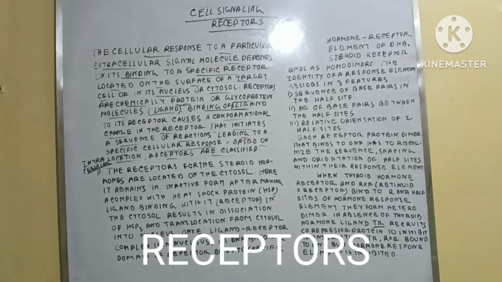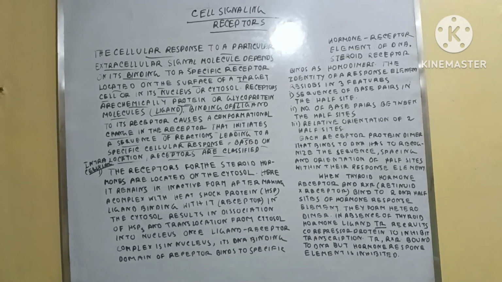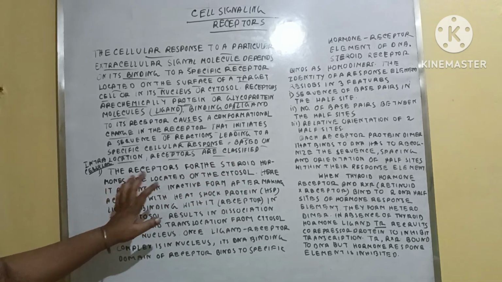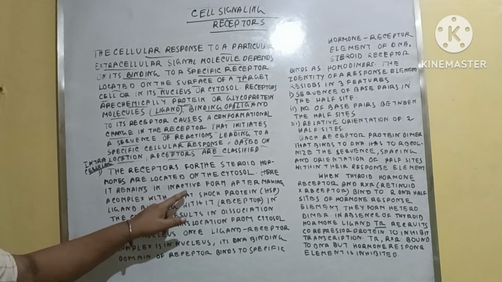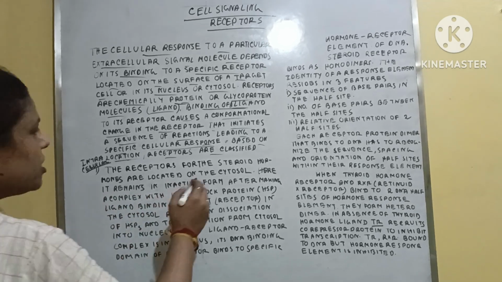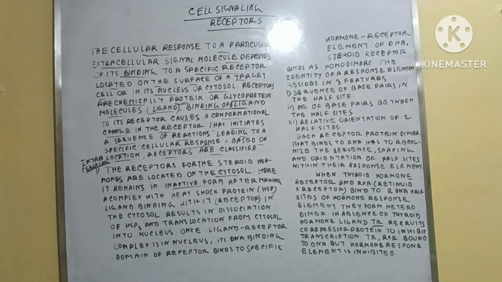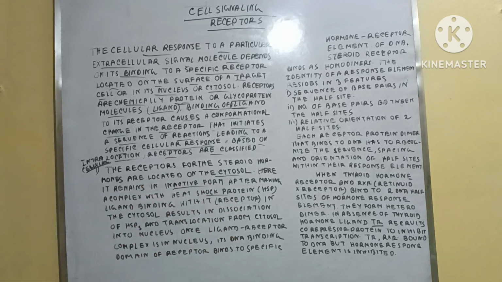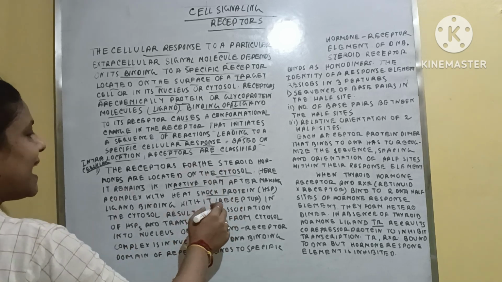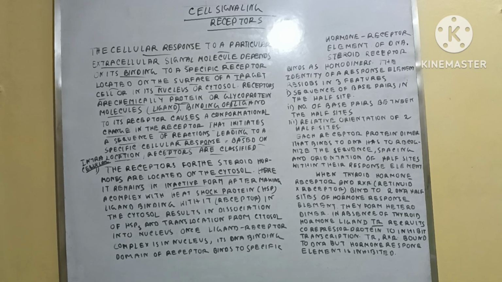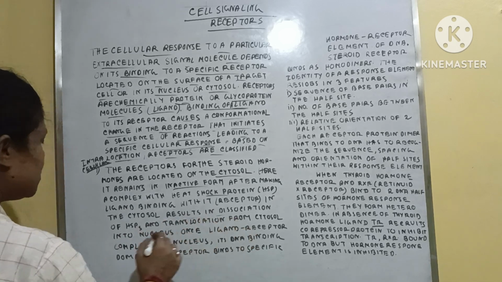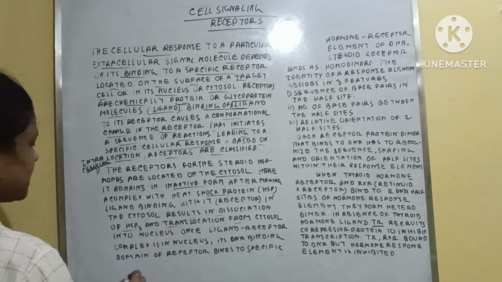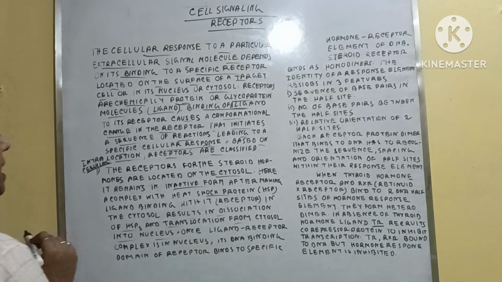So here one example is taken: the steroid hormone receptors are generally located in the cytosol and remain in inactive form. After making a complex with the heat shock protein, or with ligand binding, there is dissociation of the HSPs and translocation from the cytosol into the nucleus. That is what is happening.